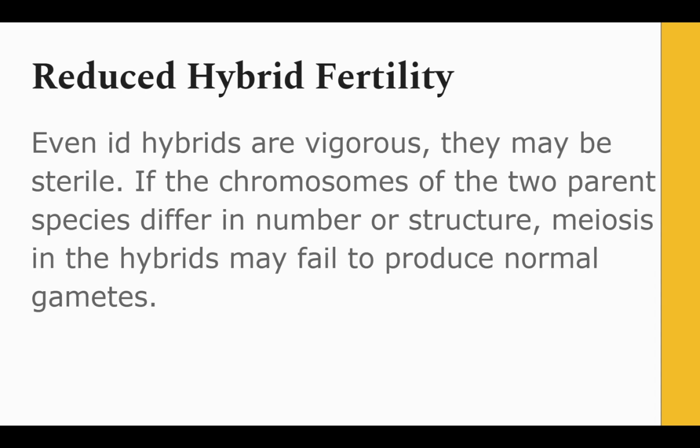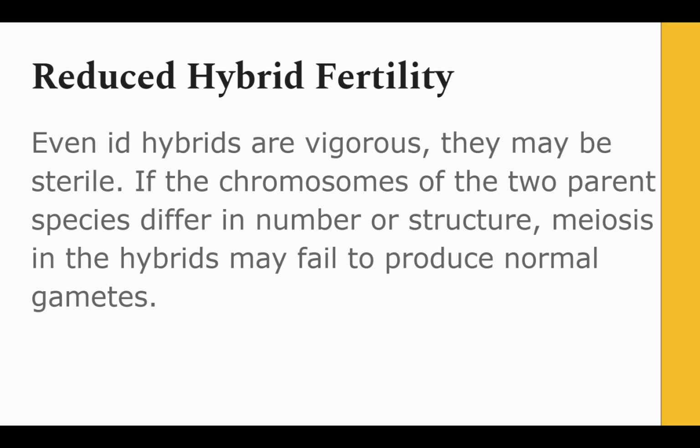Because in order to be considered the same species, you have to be able to produce fertile offspring. So that proves, because mules aren't fertile, right? It proves that horses and donkeys are two different species because they can't produce fertile offspring.